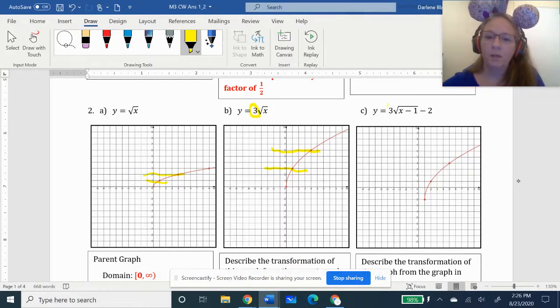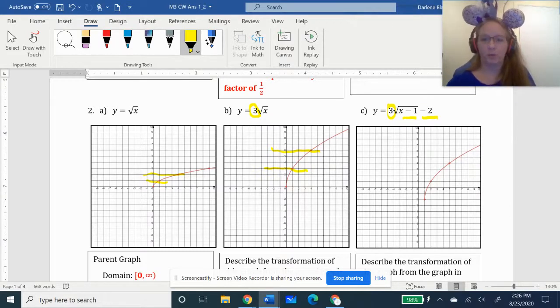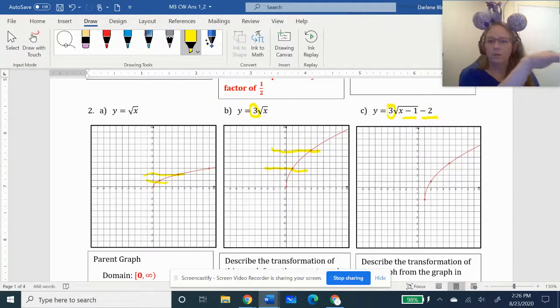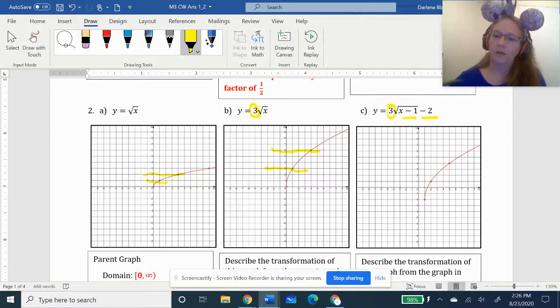In part C, the multiplication of the 3 is still there. The only change is you have now a minus 1 and a minus 2. If the addition or subtraction is inside with the x, opposite operation. You see minus 1, you need to add 1 to the x's, so that will horizontally move it right 1 unit. And then the minus 2 is outside of that square root, so being outside that square root means that it will do exactly that vertically, and you move it down 2.